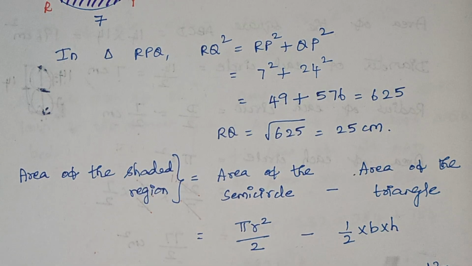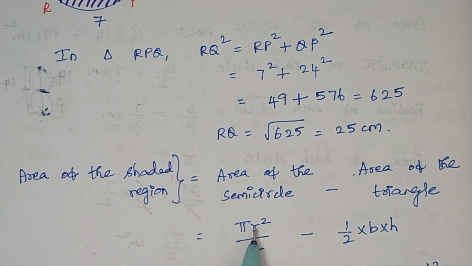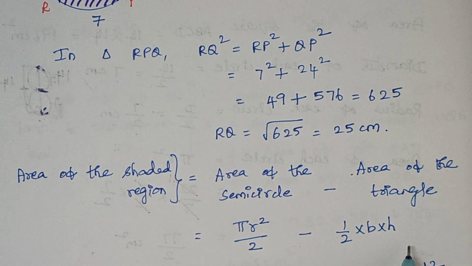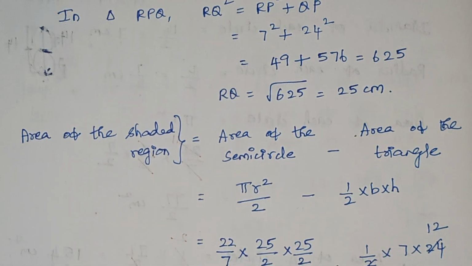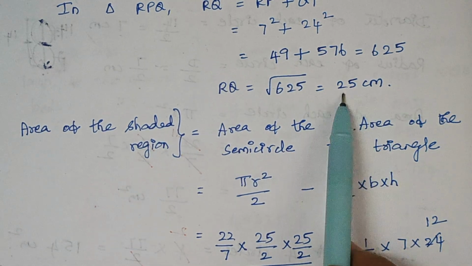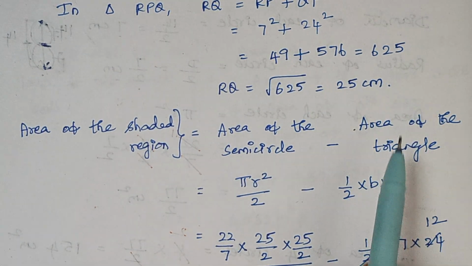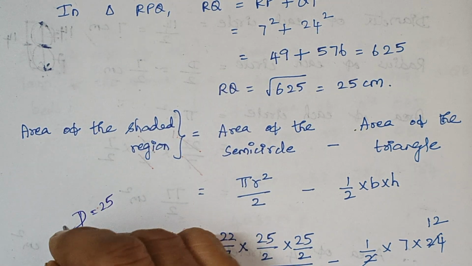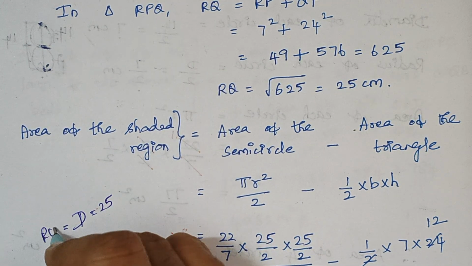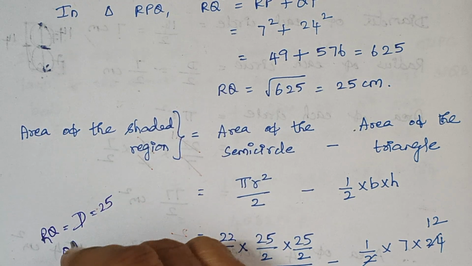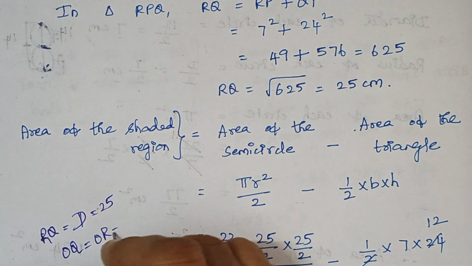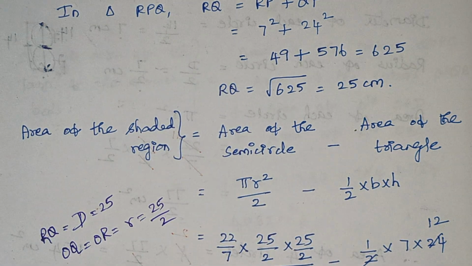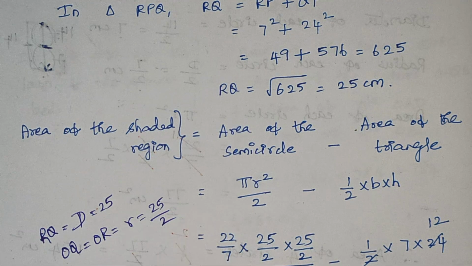So what is the formula? Area of the semicircle is pi r square by 2, and area of the triangle is half BH. Here what about the radius? Here this is our diameter, so the radius is obviously half of it. Diameter is 25. Here diameter is nothing but our RQ. Therefore OQ is equal to OR, which is equal to the radius, which is equal to 25 by 2. So the value of R is 25 by 2.